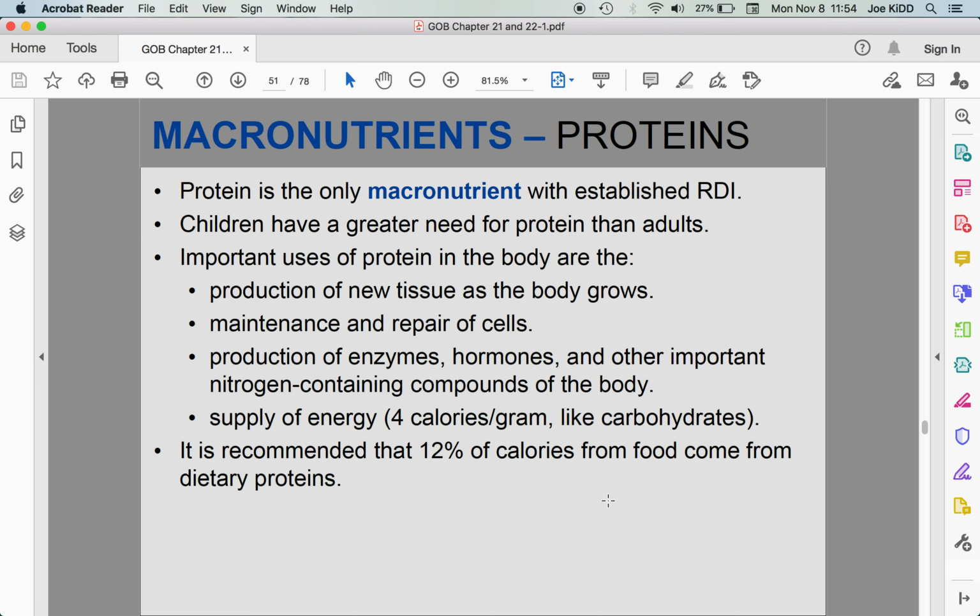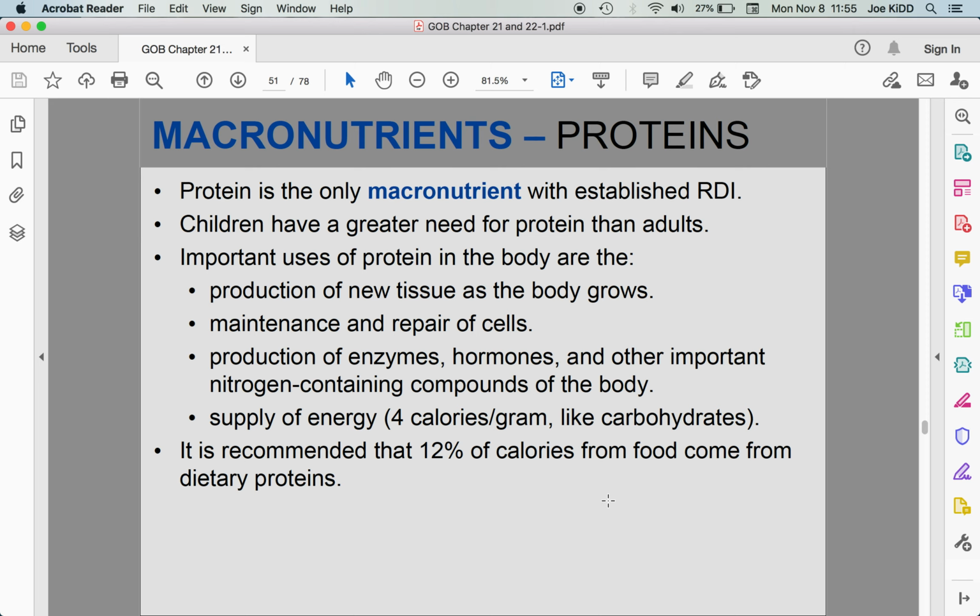Lastly, we have proteins, a macronutrient, a macromolecule, with a recommended daily intake. And this is especially important with growing children, infants, persons who are pregnant, things like that. It's important because we need protein to do things like build new tissue. So when you're growing or going through wound healing or through gestation of a fetus, you need a lot of protein because you're building something.